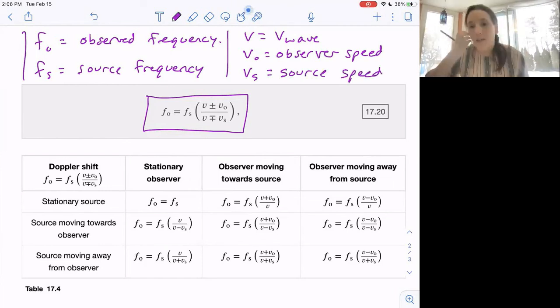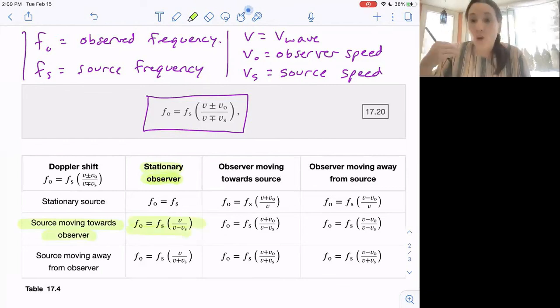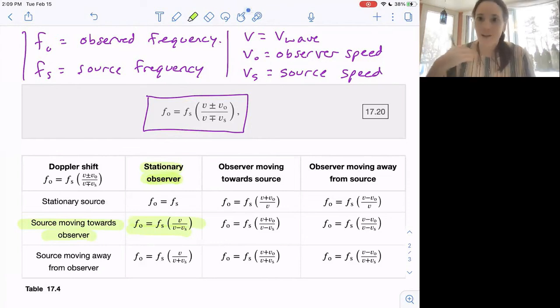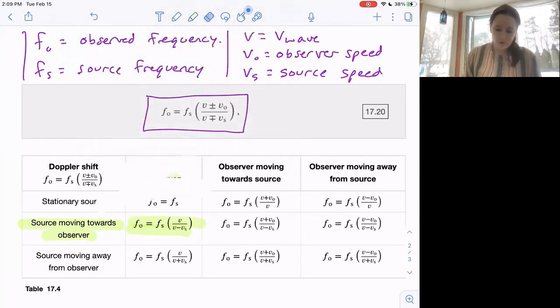So this equation here is used with the plus or minus signs as shown in the table here, where you can decide, for example, let's say that you have a stationary observer with a source moving towards the observer, then there is actually no vO, there's no observer speed, so it's 0. And then on the bottom, you would use a negative sign because you need to have a higher frequency, right? So you can reason your way through the plus and minus signs, or you can revert to using this table in order to figure them out.